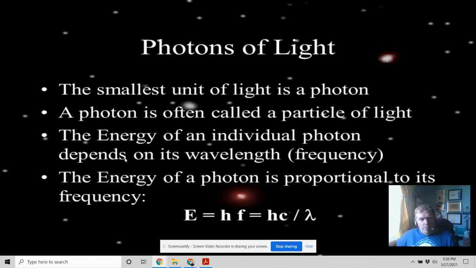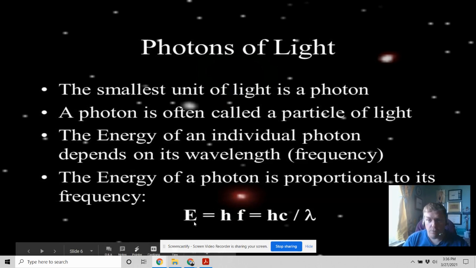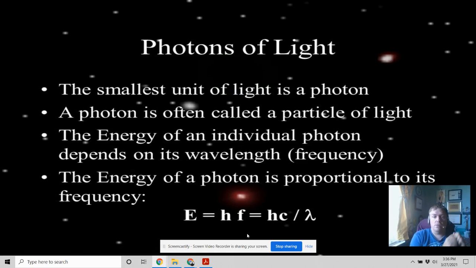The energy of the photon depends on its wavelength. So the higher the frequency, the more energy they have. The energy of a photon is proportional to its frequency. The higher the frequency, the more waves that are produced in a given amount of time, and the more energy the wave has. It's actually inversely proportional to the wavelength. The shorter the waves, the higher the energy level, the higher the frequency.